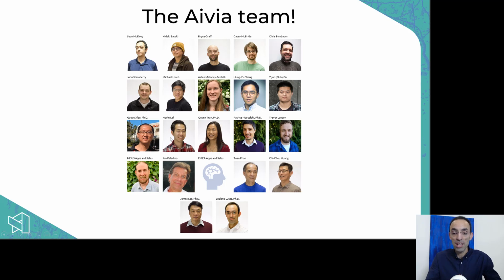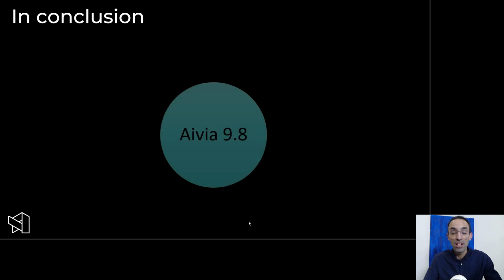Also, wanted to mention here the customer-facing team: Hoyen, Quinn, Patrice, Trevor. This is Doug, Doug Matthews, and Jim Palladino. These gentlemen and Quinn are the customer-facing team, and they're most likely the people that you would interact with, in addition to me, when you're trying to use Aivia and you have any concern or any question about how to use it.